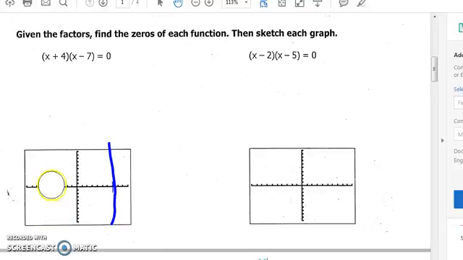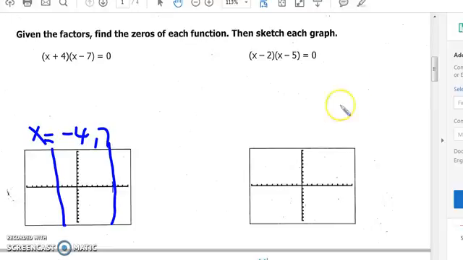So on the graphing calculator, you see something like this. Doesn't have to be perfect. So that's how it looks, right, on the graphing calculator. So I need you to write the final answer: x equals -4 and +7.